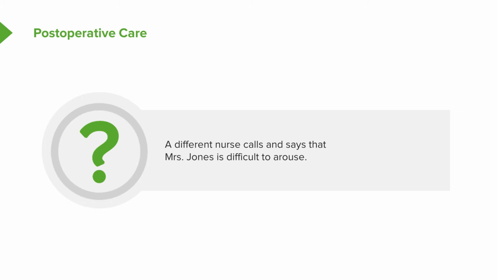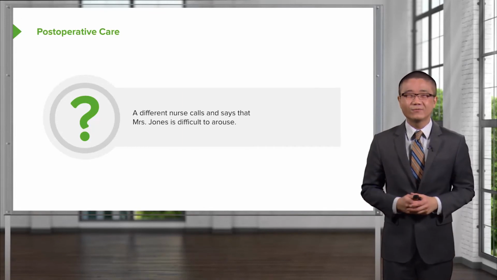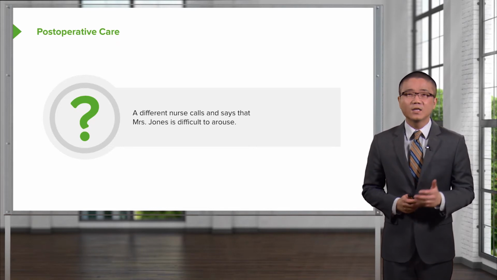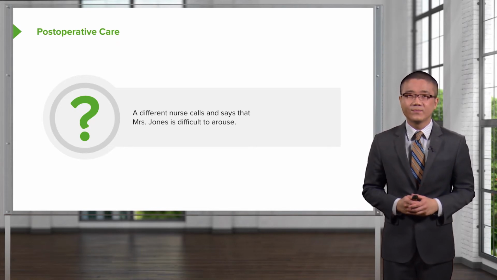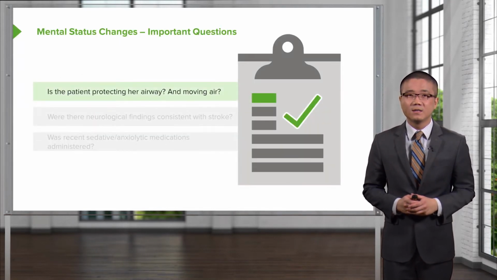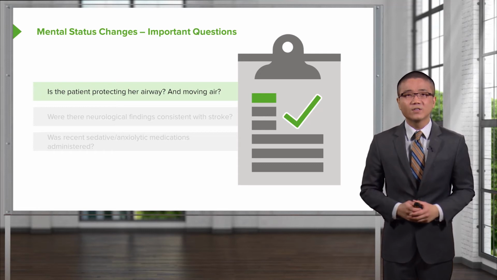Now, you're on call and a different nurse calls and says, Mrs. Jones is difficult to arouse. What are you thinking? What's your differential diagnosis, particularly in the postoperative period? I'll give you a moment to think about this. Mental status changes are common in the hospital, particularly in the elderly. Here are some important questions I ask whenever I receive that call.